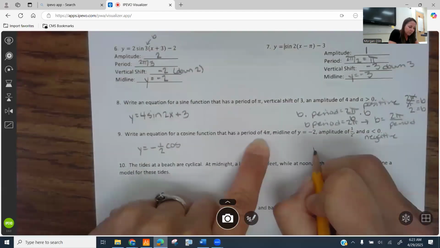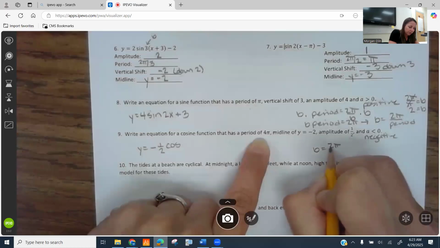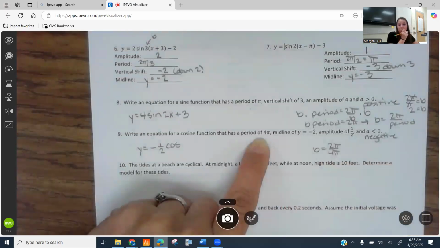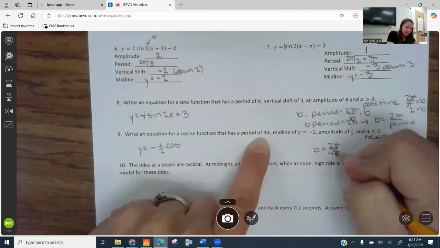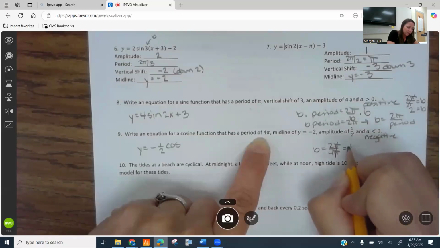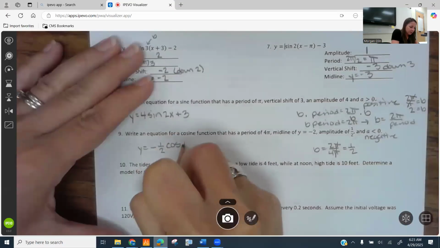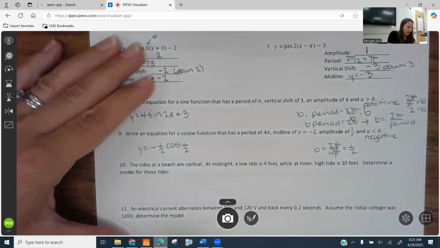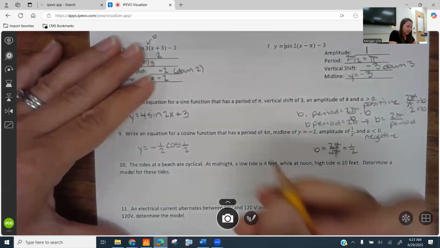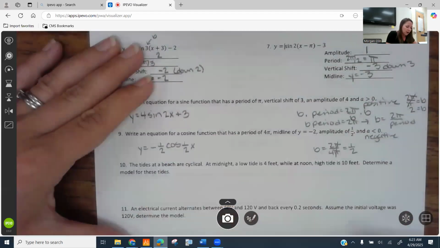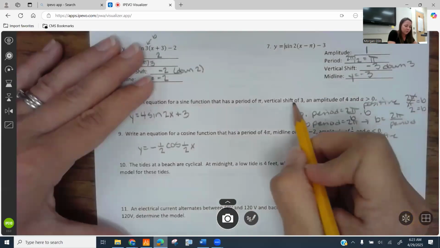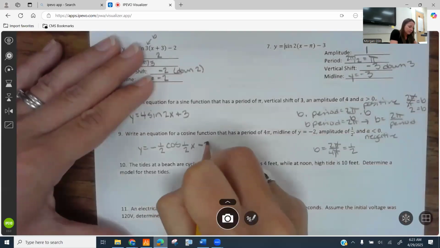Now, b, remember, it's 2 pi over the period, or you can do what we did yesterday. The pi's cancel out, and 2 over 4 is 1/2. So my b value is also 1/2. I don't have any phase shift, left or right, so I'm just going to put x. All right, and my midline, instead of saying vertical shift, they just said midline, is -2.